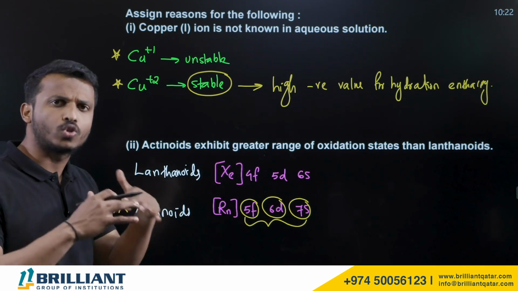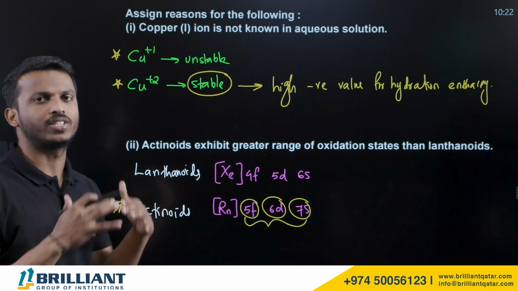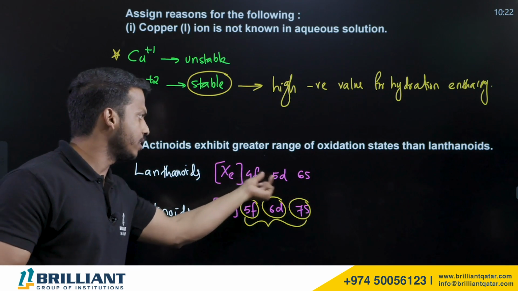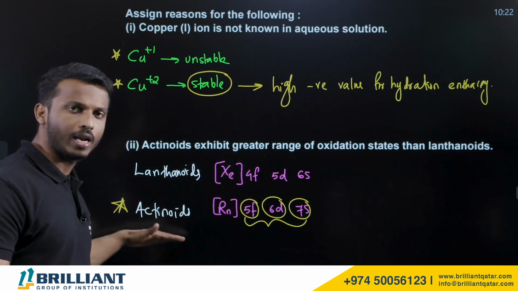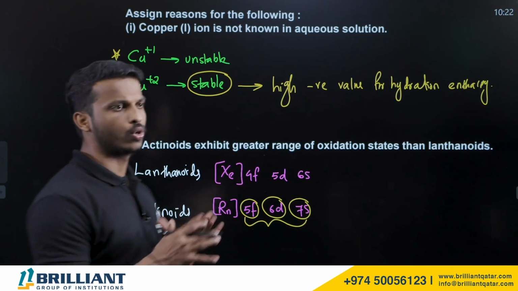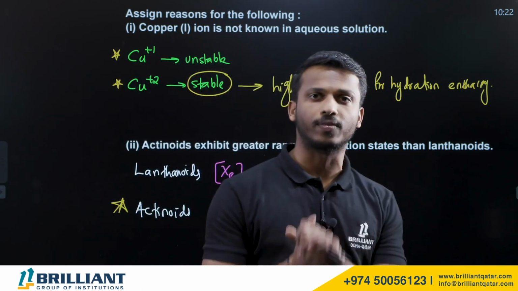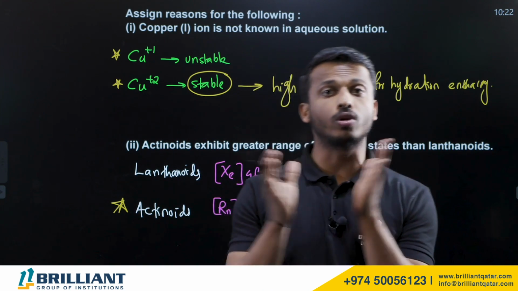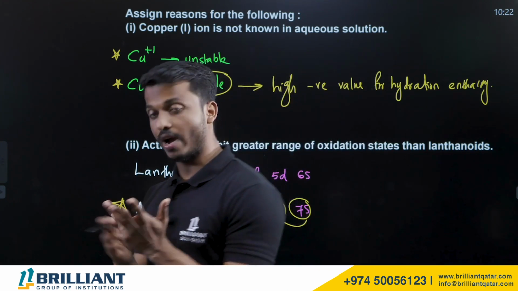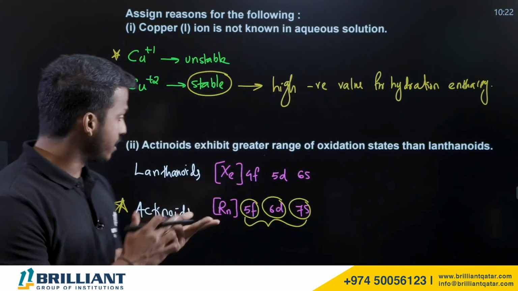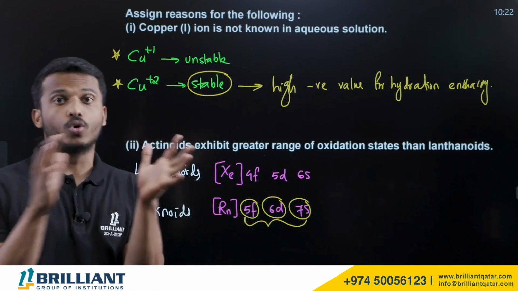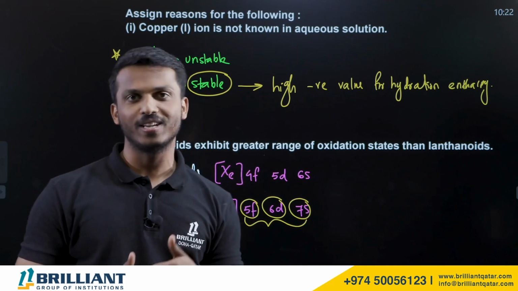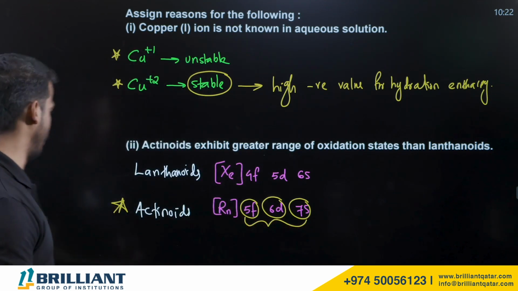Lanthanoids can exhibit +2, +3, those kinds of oxidation states, because there is a little larger difference in energy between the outermost orbitals. So let me conclude why actinoids show variable oxidation states compared to lanthanoids: in actinoids the outermost orbitals 5f, 6d and 7s have almost similar energy, so those electrons can take part in bonding, and they show a variety of oxidation states.